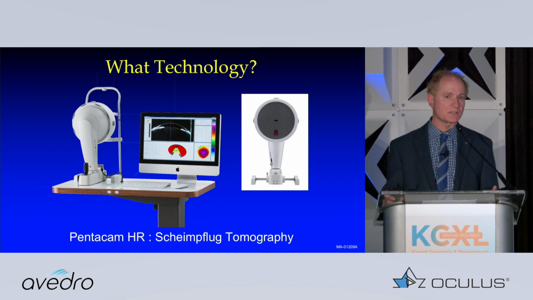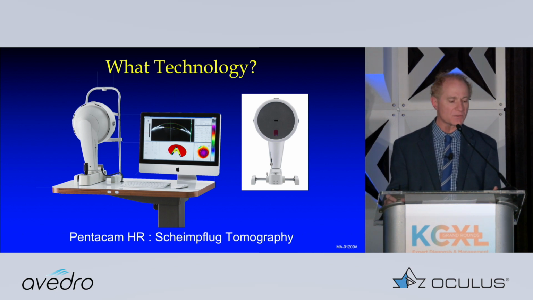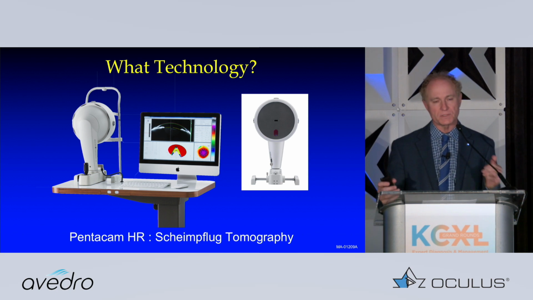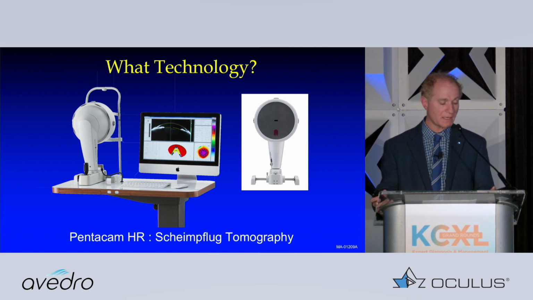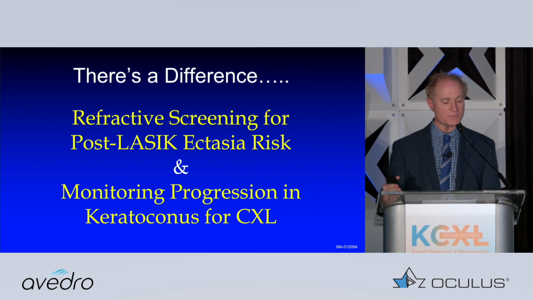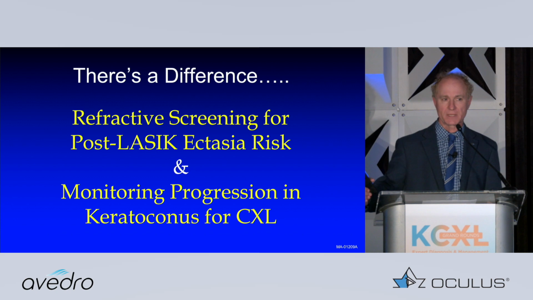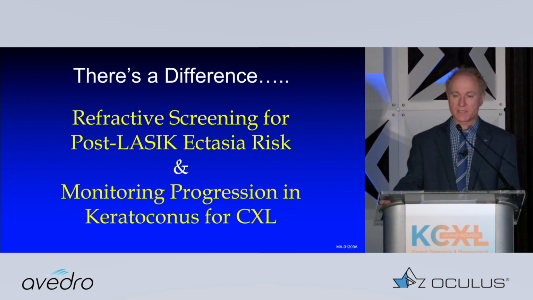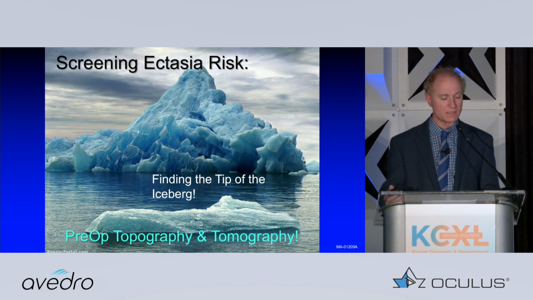So what's the real technology that we're using mostly in our clinic in evaluating patients for cross-linking is Scheimpflug tomography. There's a couple of different ones that are out on the market. One of the ones we use a lot happens to be the Pentacam HR. And I want to say right from the start there is a difference between refractive screening for post-LASIK ectasia, in order to do a LASIK case that's not going to lead to ectasia, versus monitoring progression in keratoconus for cross-linking.